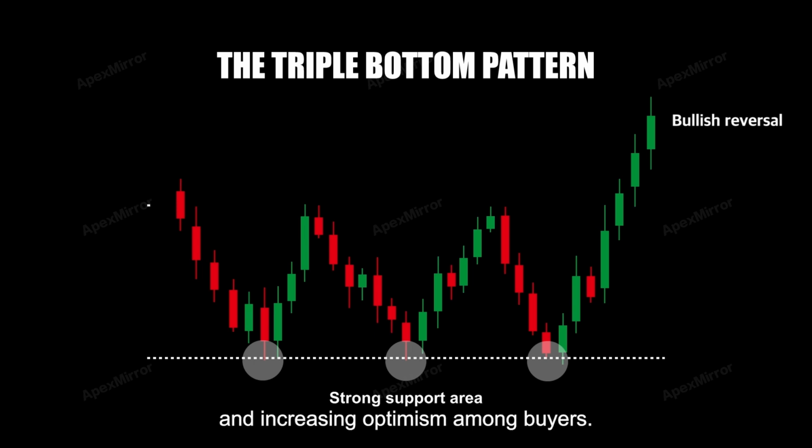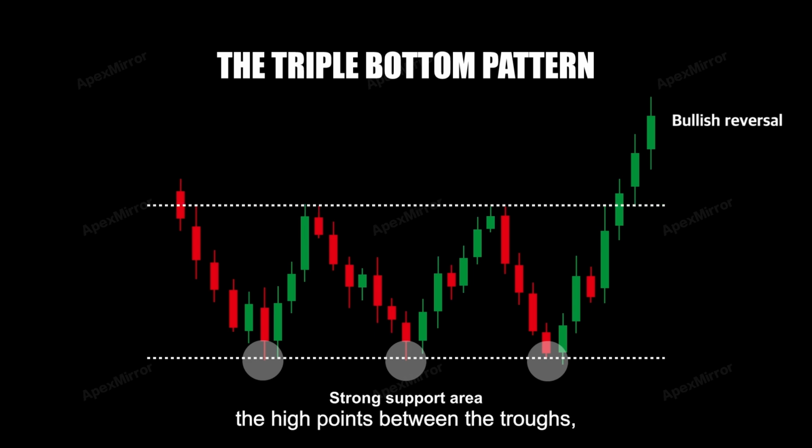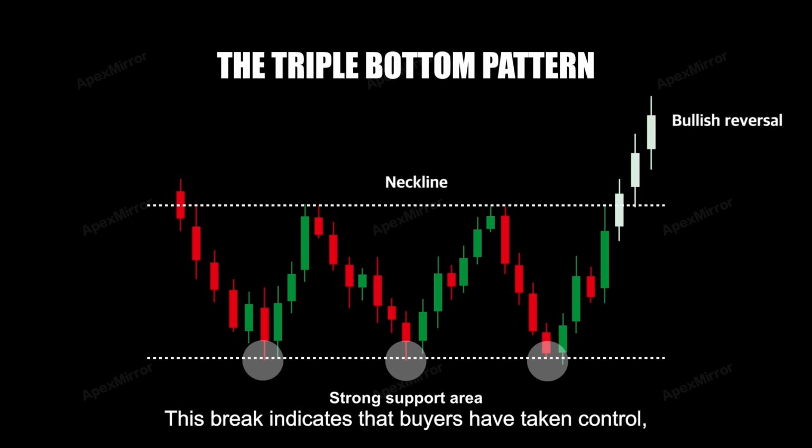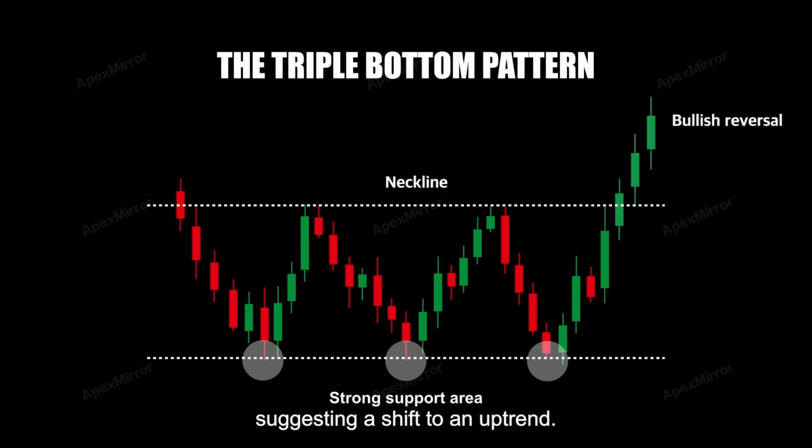A decisive break and close above the resistance level, the high points between the troughs, known as the neckline, confirms the pattern. This break indicates that buyers have taken control, suggesting a shift to an uptrend. This is often considered a signal to buy, as it is anticipated that the price will continue to rise.